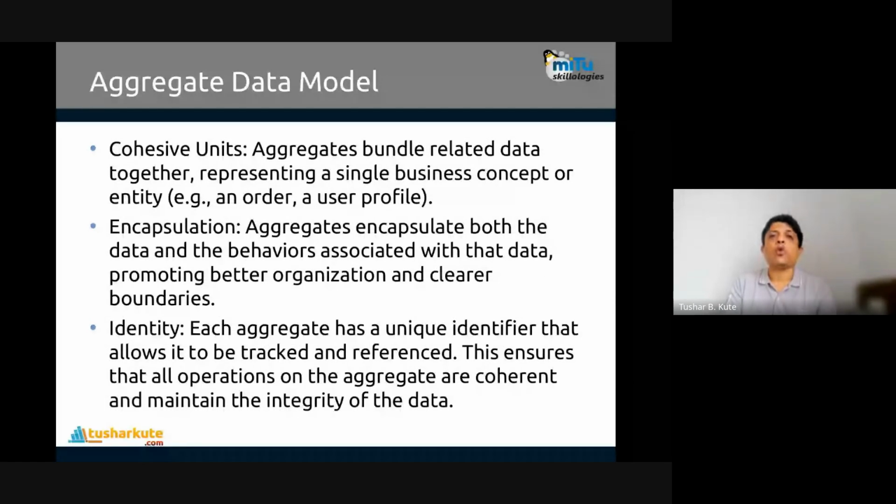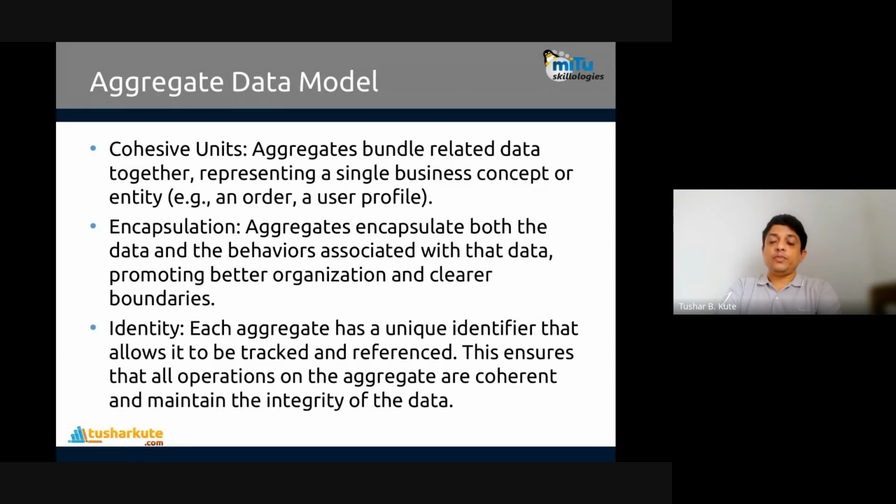Now, what do we mean by a cohesive unit, which I mentioned before? Cohesive unit means it aggregates and bundles related data together, representing a single business concept or entity like an order or user profile. For example, on a website, I want to create a user profile. So what technique should I follow? What data should I collect? User profile, that's a cohesive unit.